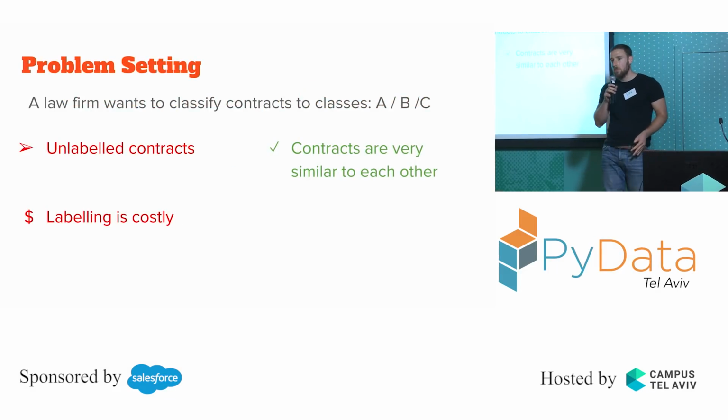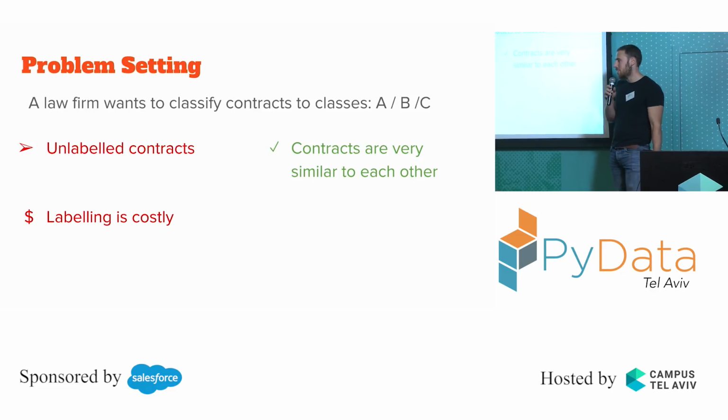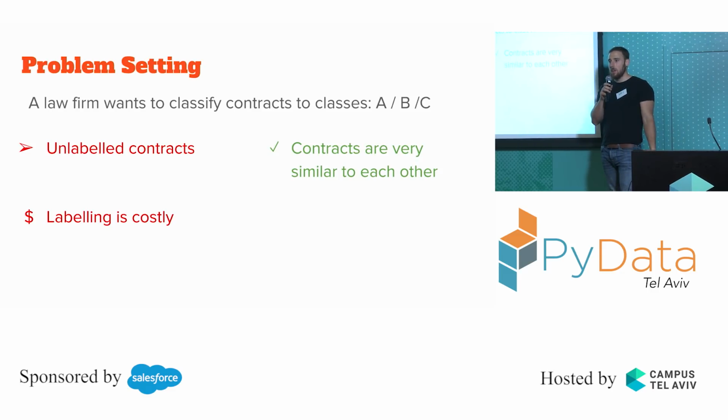We have a law firm that has a lot of contracts, but they're not labeled. And what the law firm wants to achieve is to be able to classify all of those documents into one of three classes, A, B, or C.